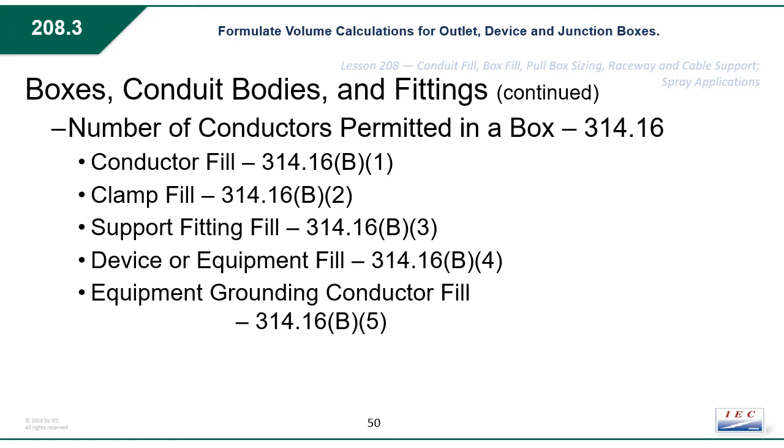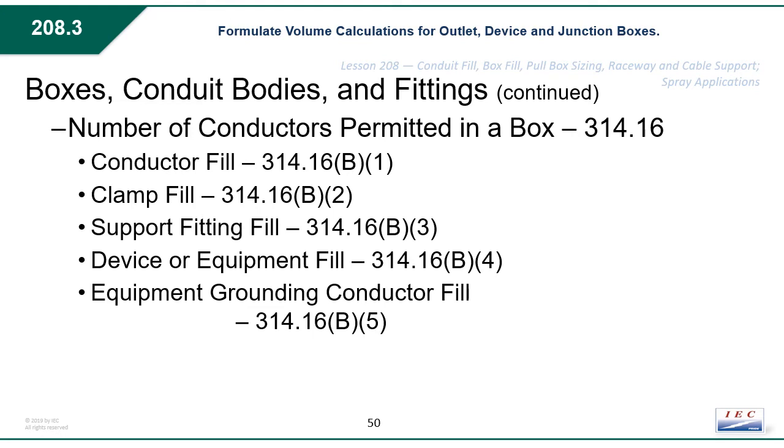So again, a conductor fill, 314.16, each conductor that terminates inside the box will be counted as one conductor. Each conductor that passes through a box without a loop will be counted as one conductor. Each conductor that passes through a box with at least a 6-inch loop will be counted as 2 conductors. And now again, these are all current carrying conductors. This is not our equipment grounding conductor. These are our current carrying conductors, or our neutrals. So those would be counted as one or more than one conductor.